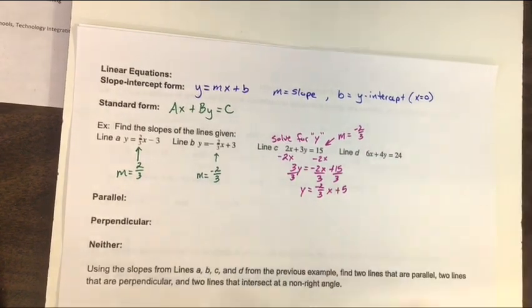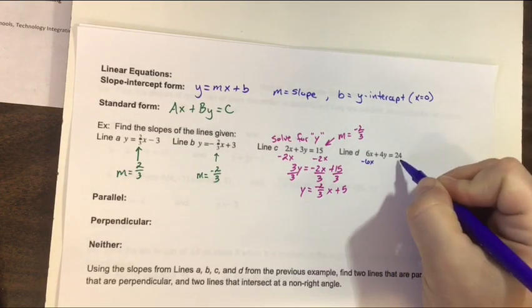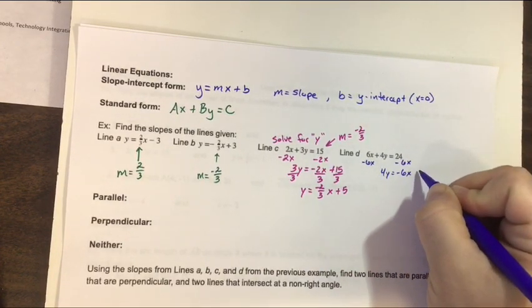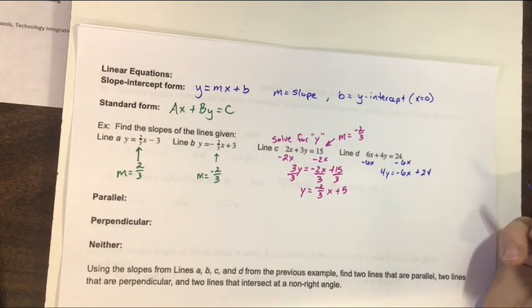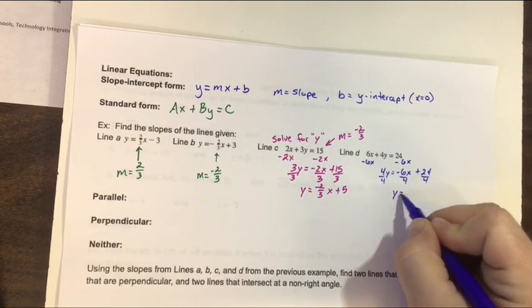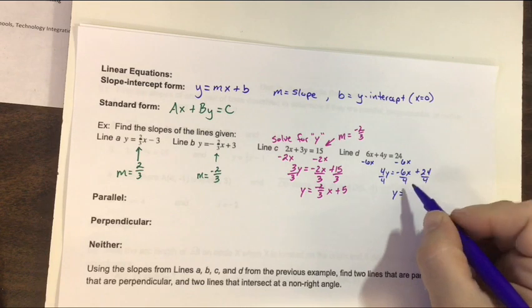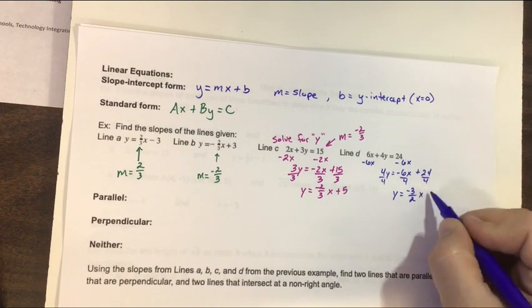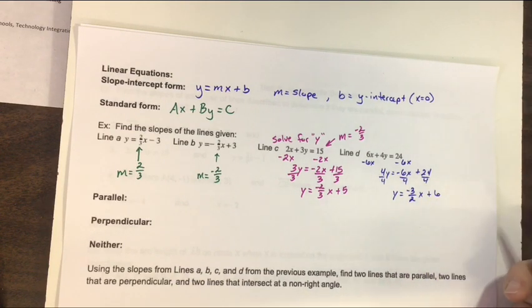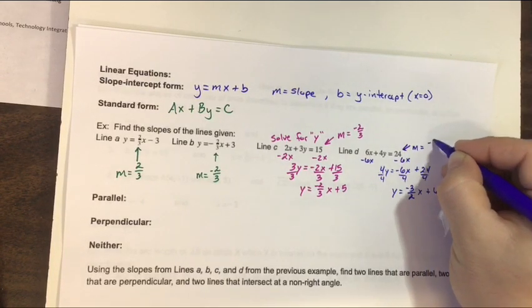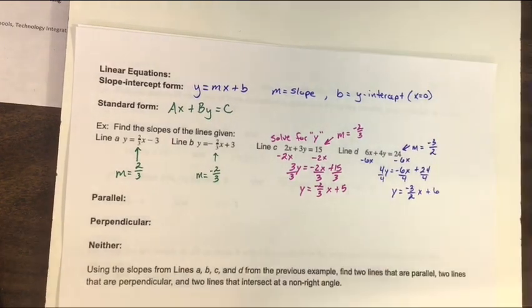Okay, let's do that again. On this next one, we want to get y by itself. So we first subtract 6x from both sides, giving me 4y equals negative 6x plus 24. Then divide everything by this 4. And so we get y equals negative 6 over 4 becomes negative 3 over 2 when I reduce it. I can divide both of those by 2. And then 24 divided by 4 is 6. So this has a slope of negative 3/2, or negative 1.5 if you wrote it as a decimal.